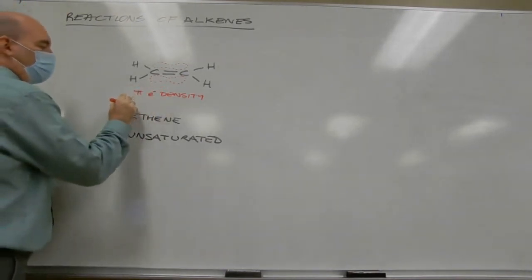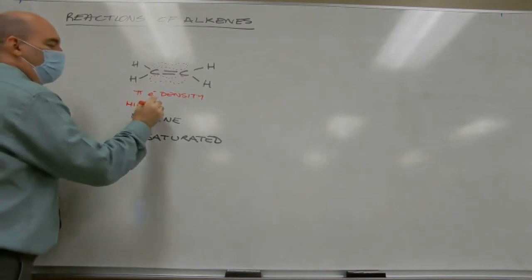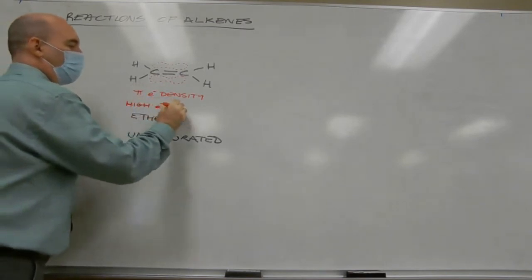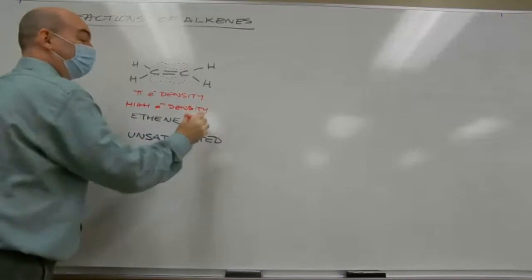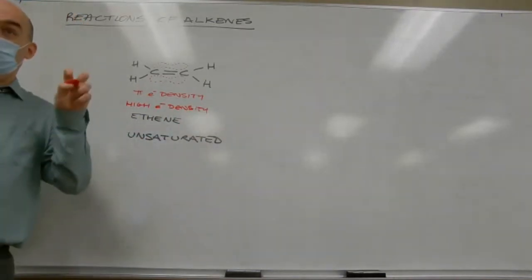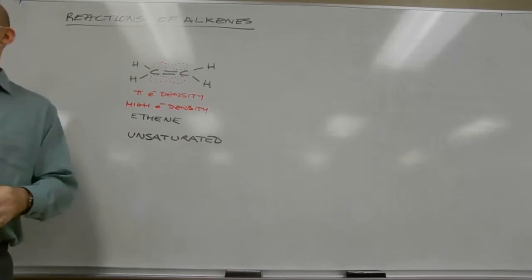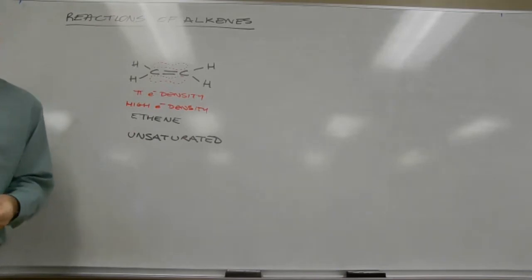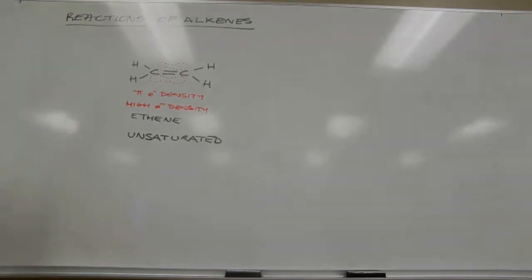This makes this an area of high electron density. Areas of high electron density were bases. Bases don't react with other bases. Bases react with acids. This alkene is going to react with an acid.